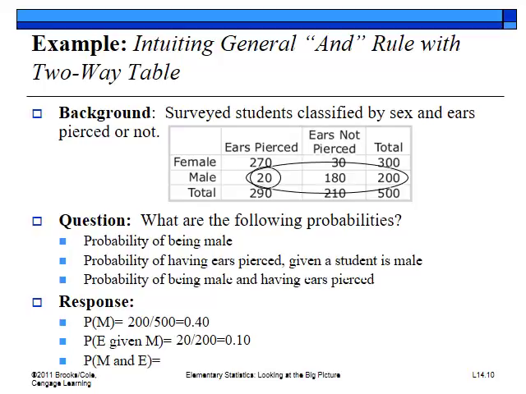The probability of M and E, that is the probability of being male and having ears pierced, is not a conditional probability. We're looking at this one particular group that has 20 people in it, males with ears pierced, and we'll divide by the total number of people, that's 500, to get 0.04.